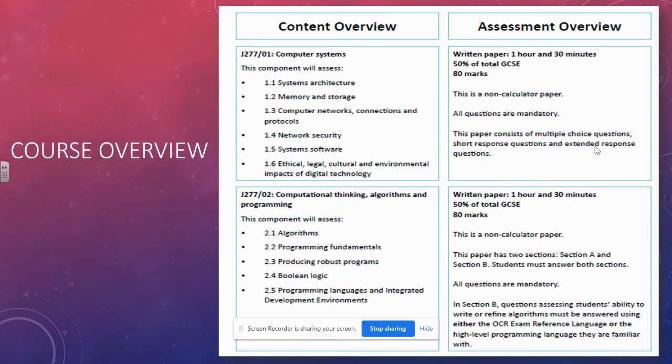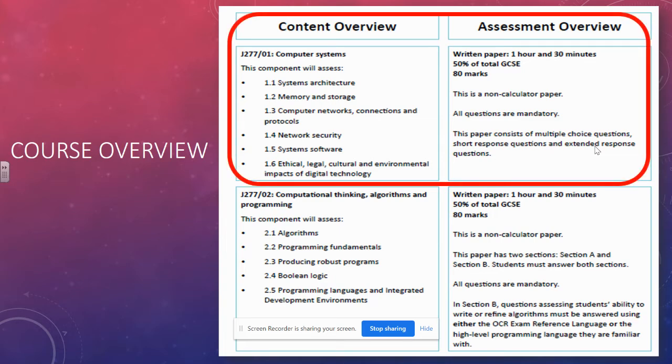The course overview. The course is split into two main elements, the first of which is known as component 1. In this particular section, I've listed there from 1.1 through to 1.6 the various units that are covered in the course. Within those units, there are lots of different topics, and I'll explain what the topics are for each one in just a moment. In terms of assessment, this is assessed in an hour-and-a-half exam at the end of the course in Year 11, and that is worth 50% of the GCSE as a whole.